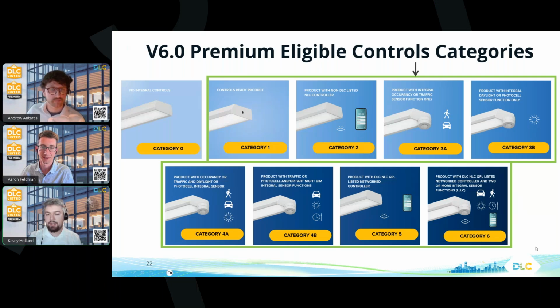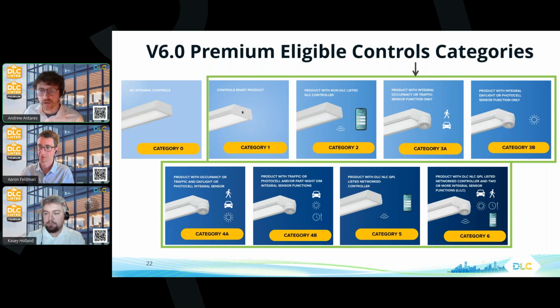Right. Yeah. So just to add to that, it wouldn't be category 6 for sure, unless it's also with a network lighting controller that's listed to our NLC QPL and has those 2 or more integral sensor functions. So if it's just a receptacle and a driver that could have a controller with it in the future, like Aaron was saying, that would be controls ready or category 1, as long as it's an eligible receptacle type. If it's that NEMA 3-pin twist lock receptacle, it would not be eligible. Thank you, Casey.